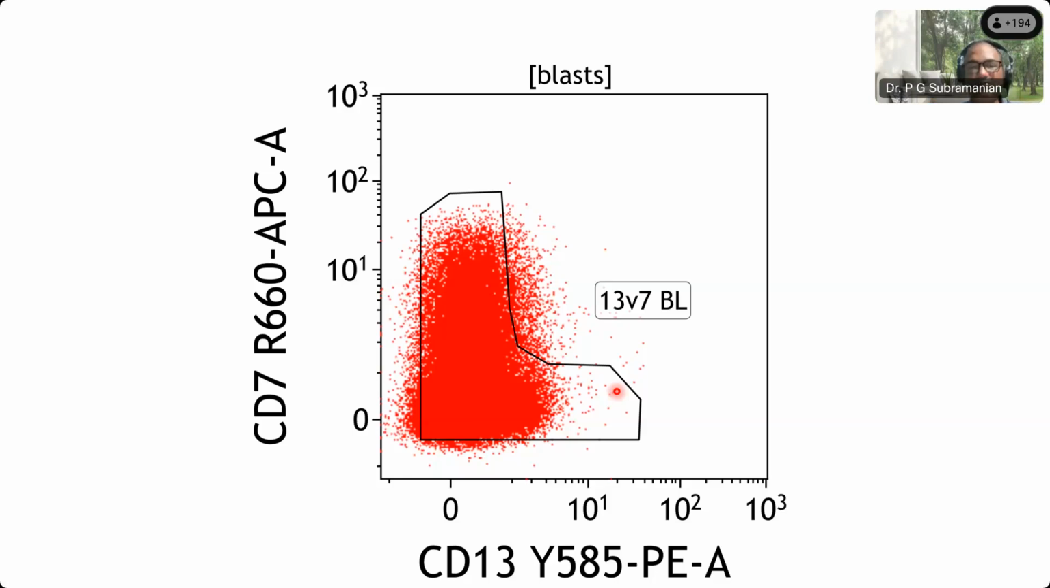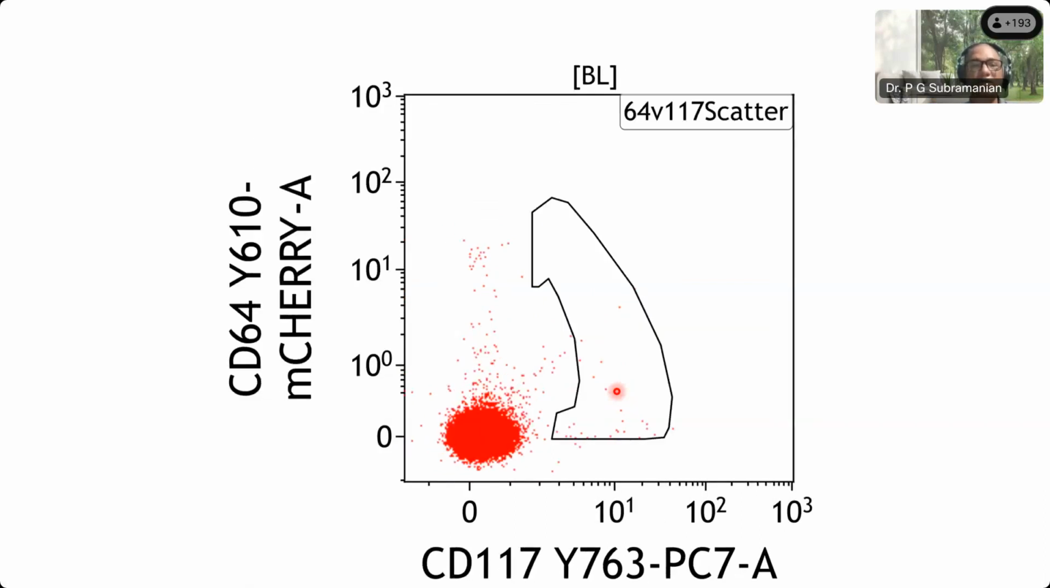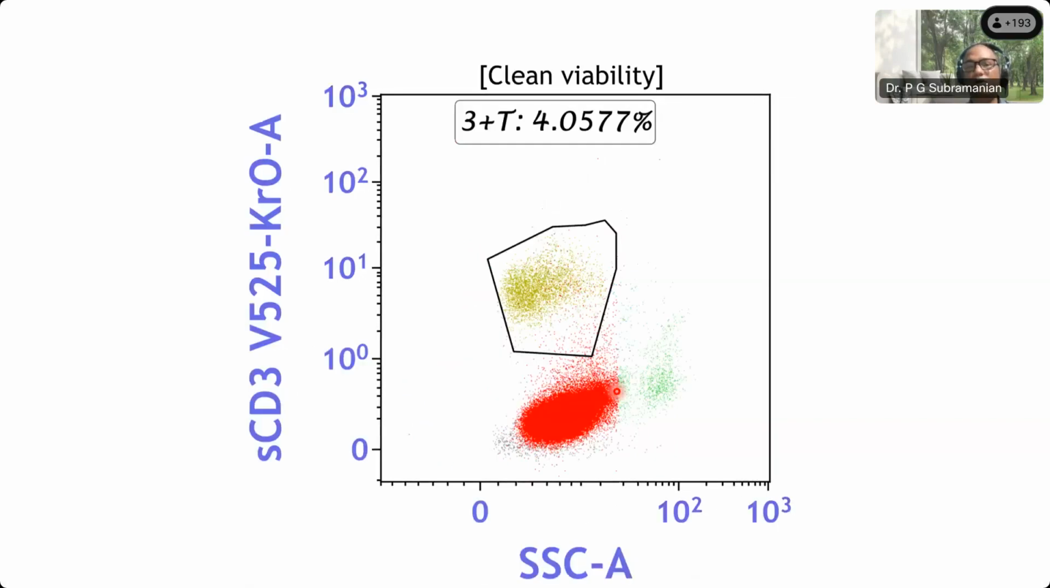So we have come up to this much. Now we have a marker which is not usually there in textbooks. We call it NG2. So this NG2 is positive in this. I'll come to this NG2 a little later. CD34 and CD117 are negative.